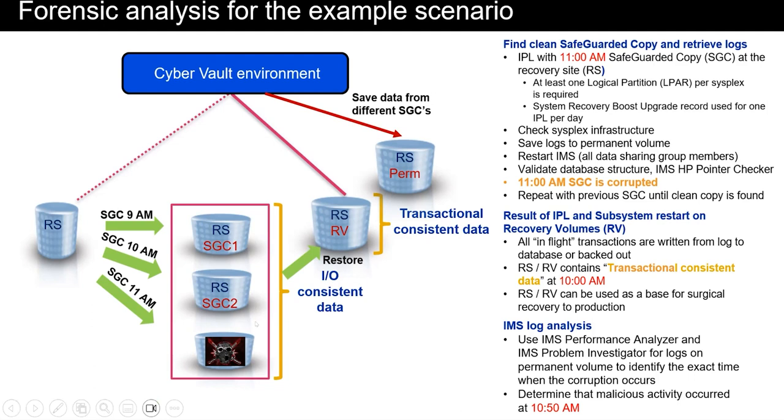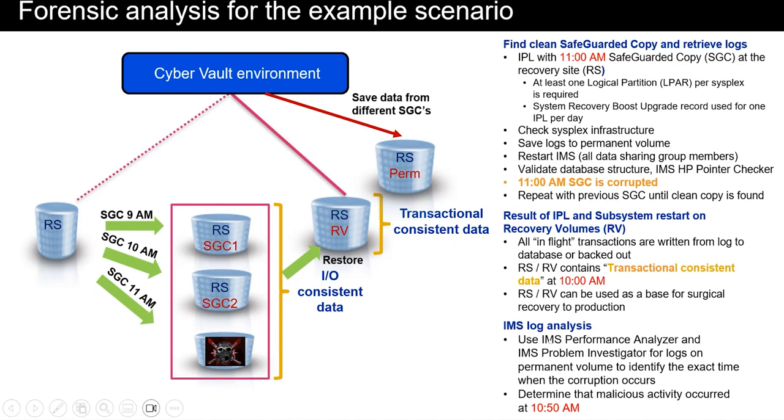When I IPL the 10 a.m. copy, right, I'm going to get transactionally consistent data, because when I IPL that, all the in-flight transactions will be backed out, and I can actually get transactionally consistent data. So I can actually use my 10 a.m. good copy as my baseline for my surgical recovery. Does not mean I have to go back to 10 a.m., right? We still haven't determined yet where the issue occurred. It's occurred sometime between 10 and 11. So I know I have a good baseline at 10. I know I have a bad copy at 11.